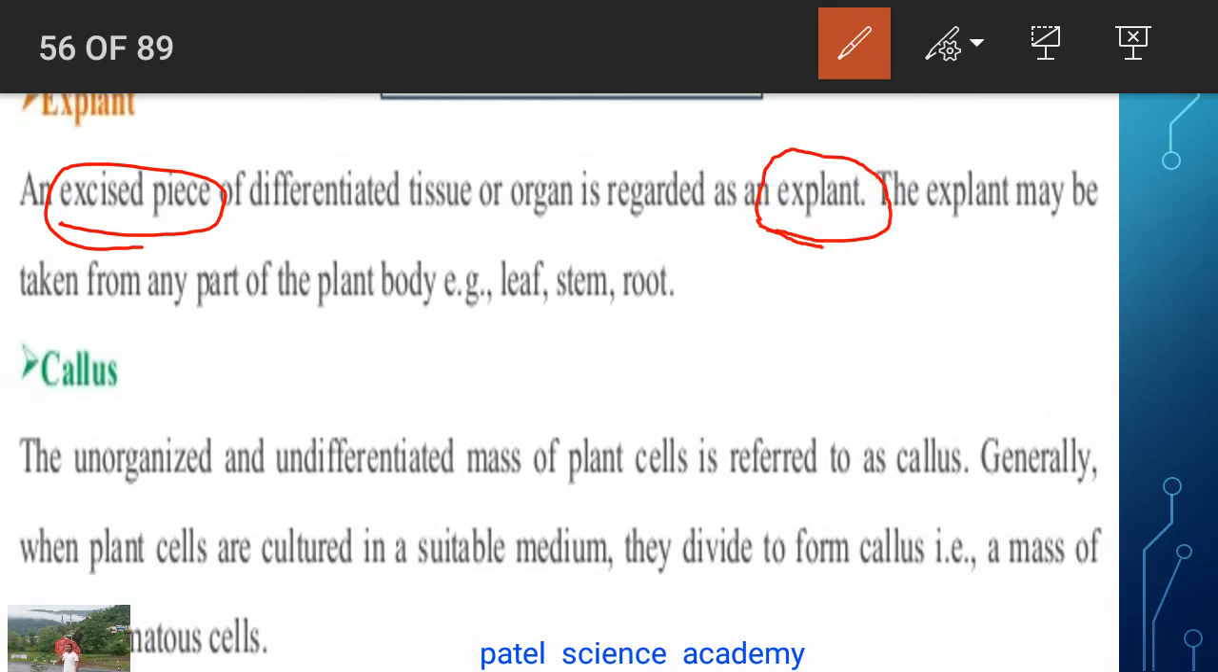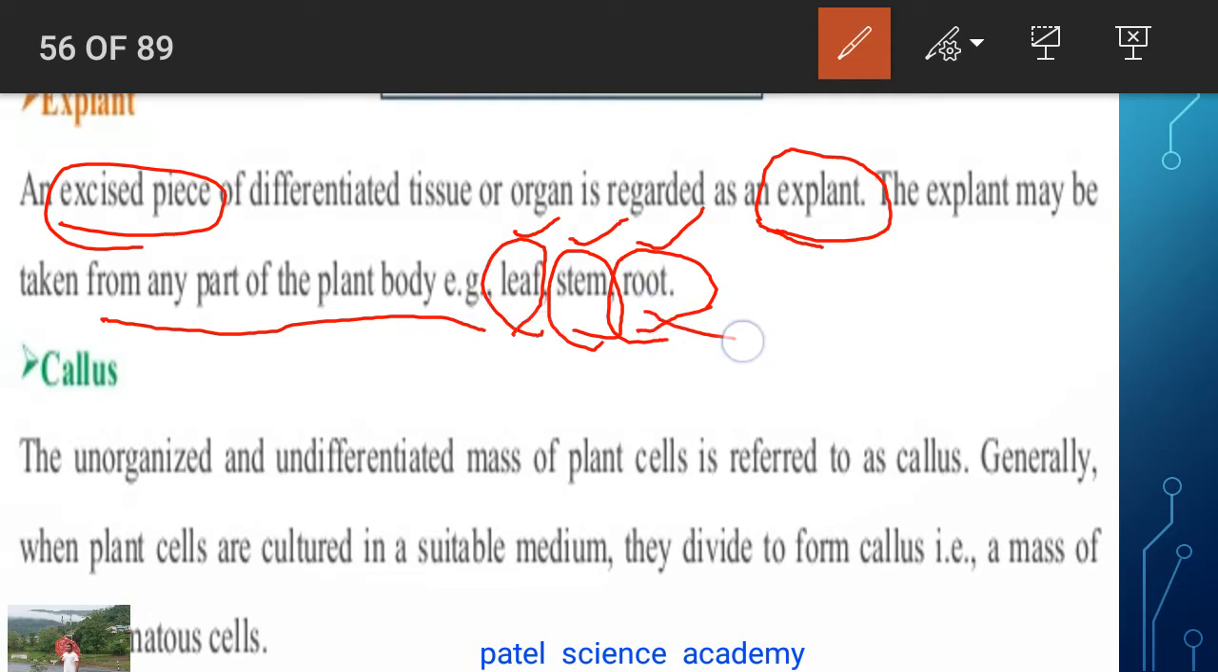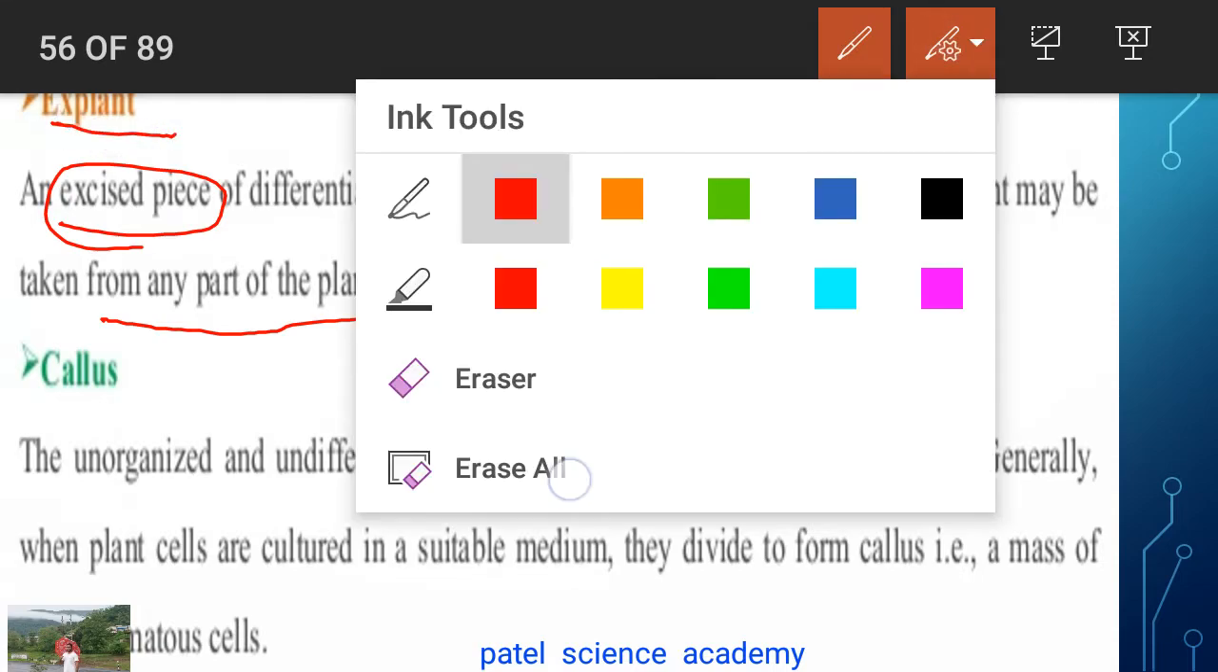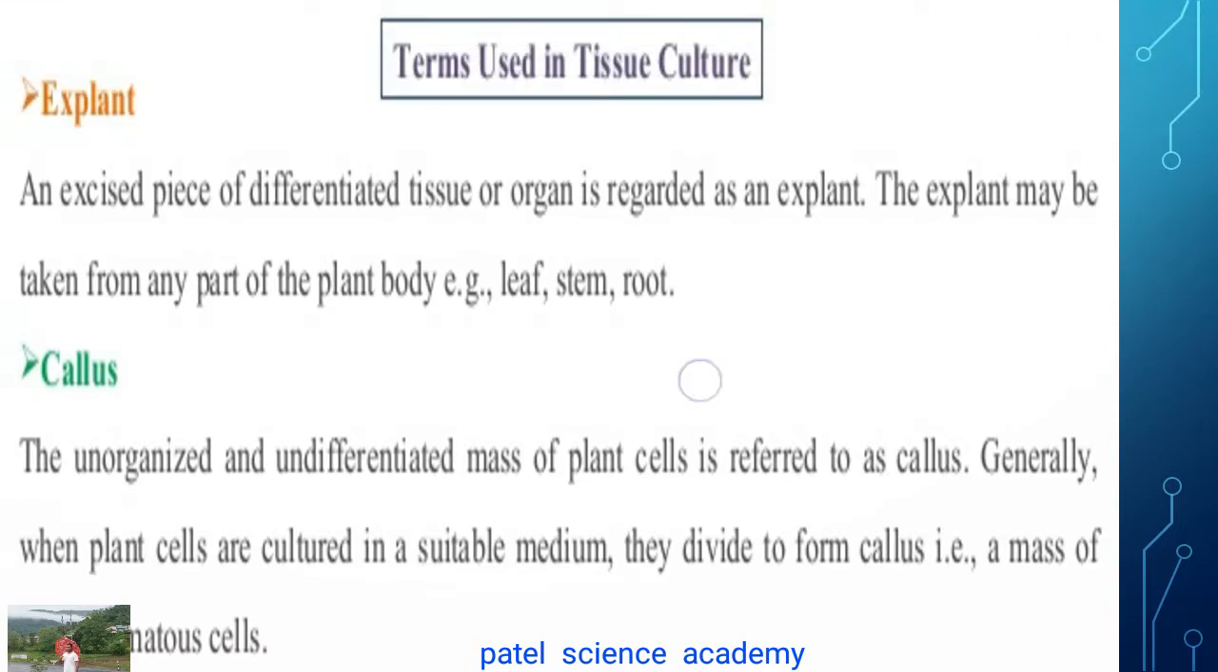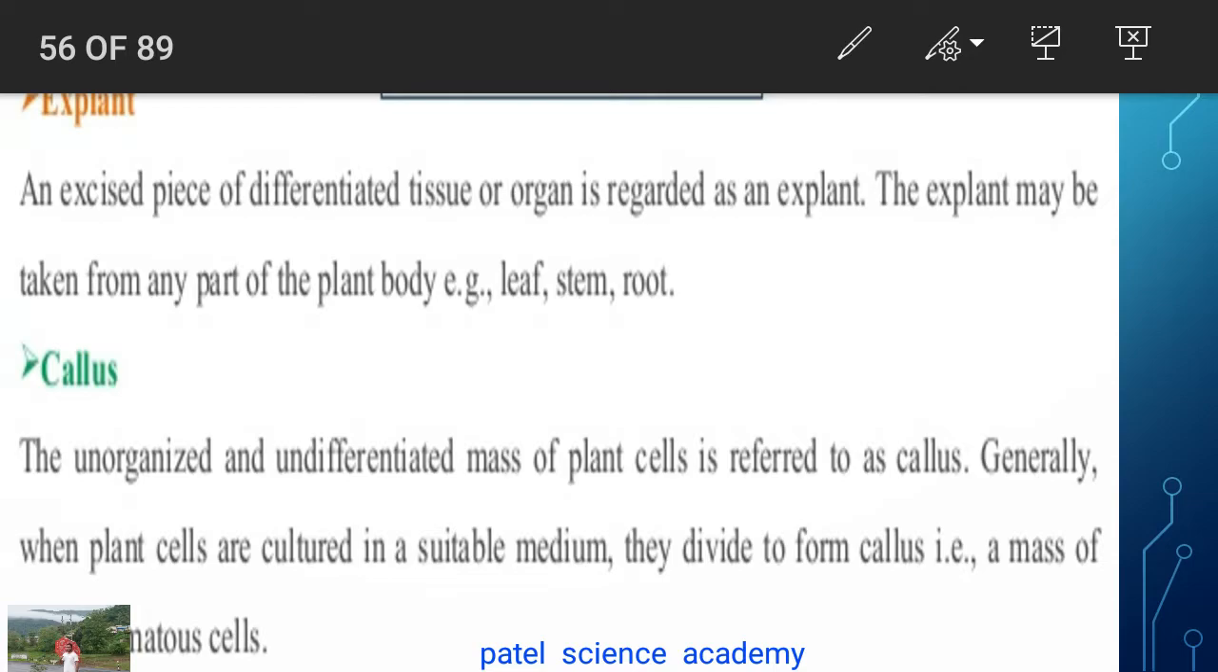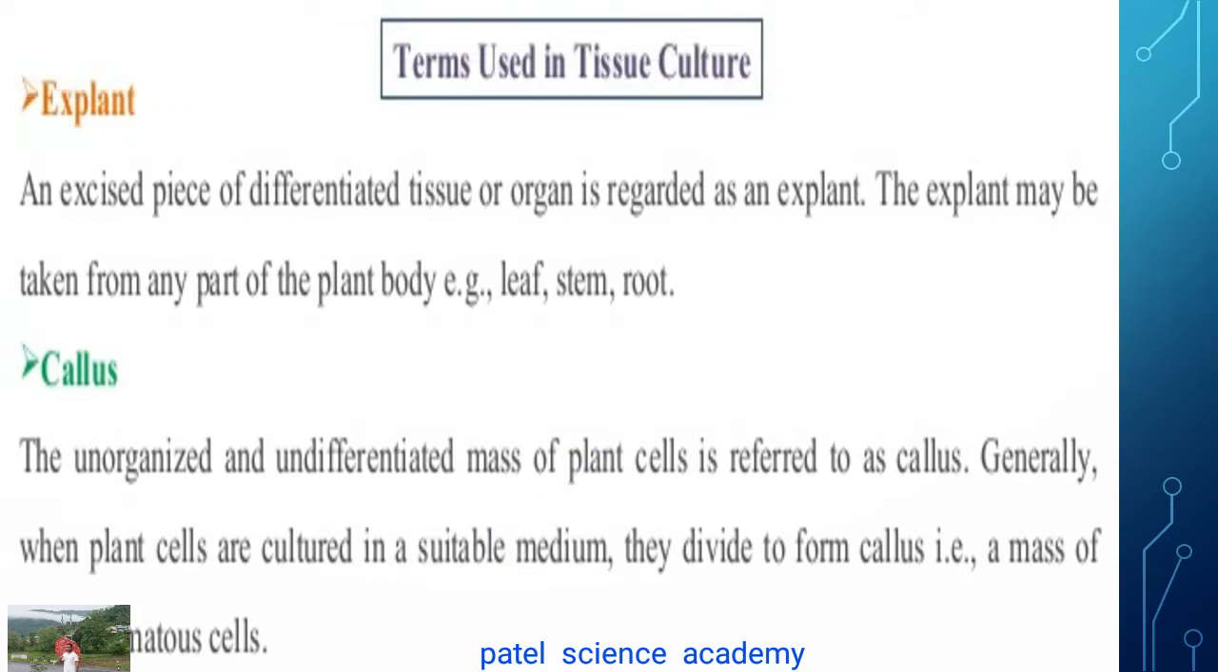For example, the explant may be taken from any part of the plant. If you have collected the cell of the leaf, the stem or the root, so whatever cell, tissue or organ you have collected from the root, stem or leaf is called explant. Suppose you have collected the cell from the stem, that cell is called explant. So I hope you have understood about the explant. Explant means the cell, tissue or organ collected from the mother plant, from any part, maybe leaf, stem or root.